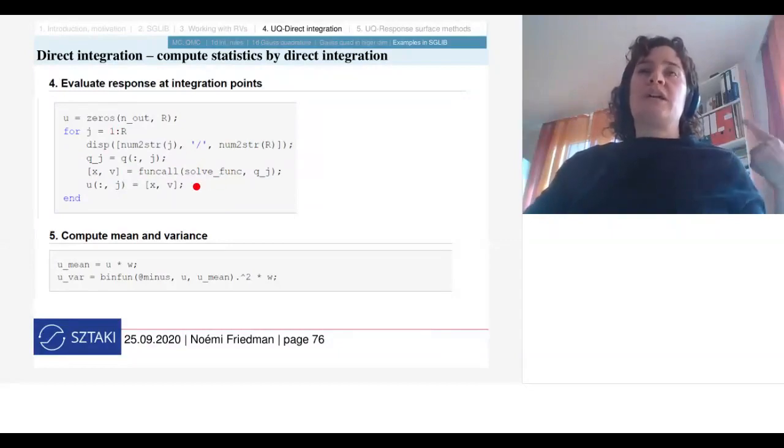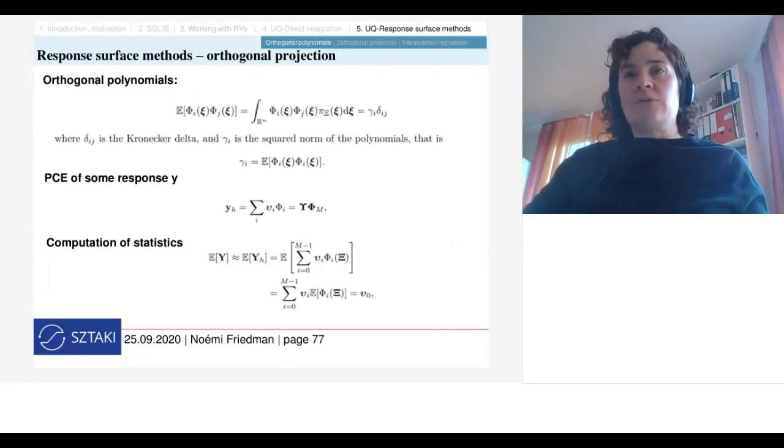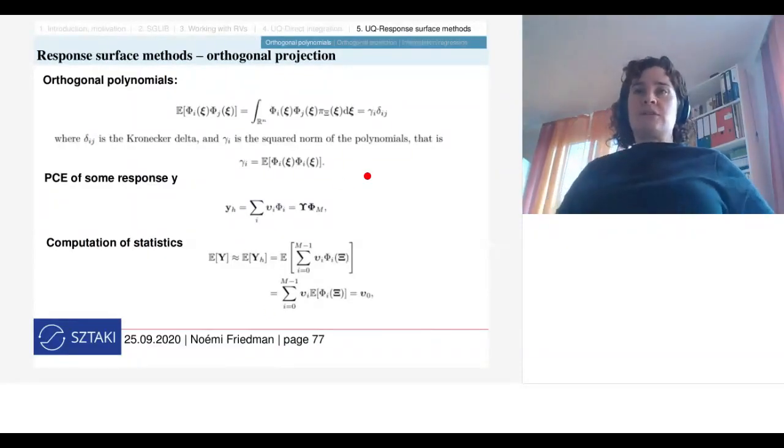And then the only new thing here is that I have to call for each integration point, I need to evaluate my solve function. Okay, so I have a set of Q points which comes from the integration rule, and I have to call them. And then the way to evaluate the mean is simply collecting the evaluations in this U vector, and then I need to multiply it with the corresponding weights, and then I get the mean value. And I can also compute the variance in a similar way. Okay, so I did compute the variance.